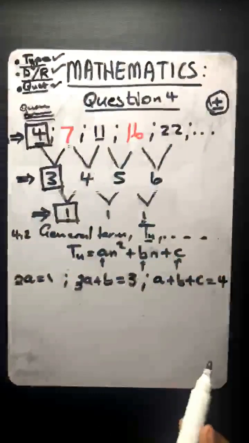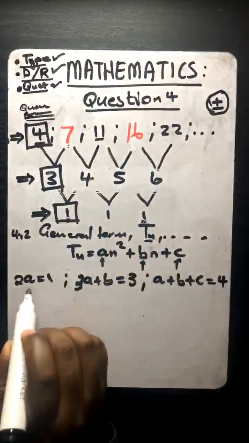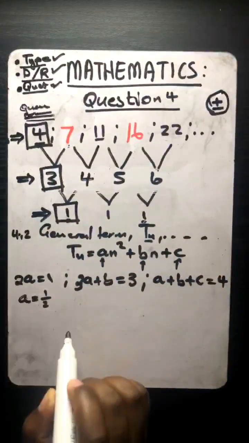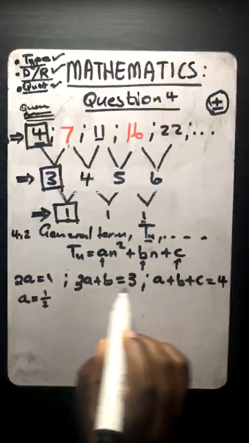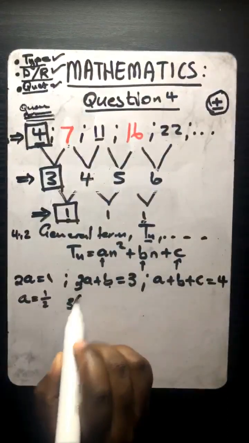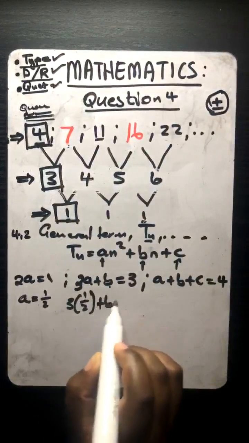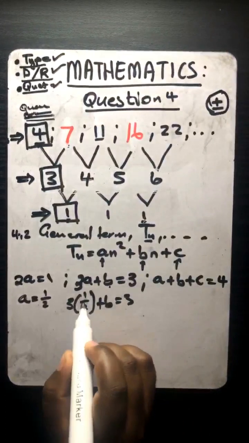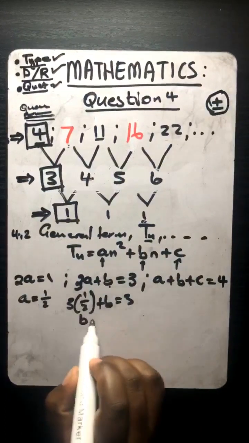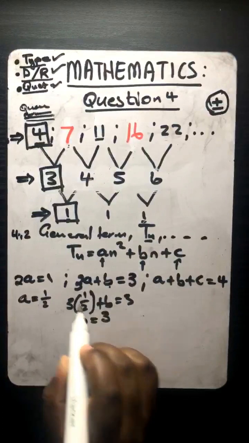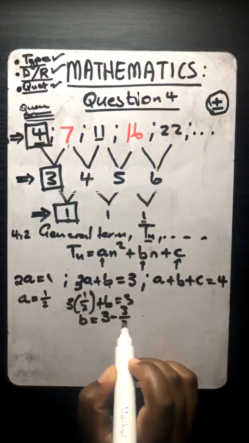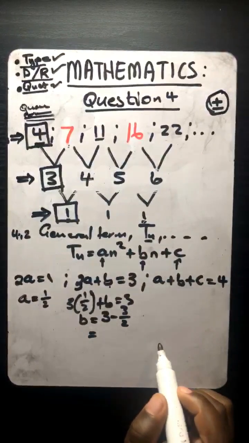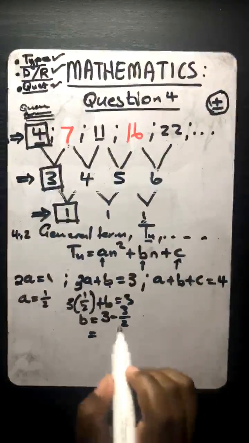So let's see. Now you need to calculate the a value. You will always divide by that 2. Then you take this value and substitute it there to calculate b. So that means you're going to say 3 times 1 over 2 plus b equals 3. Then what is that? That is 1.5. So you have b, which equals 3, you take this to the other side. It's 3 minus 1.5.